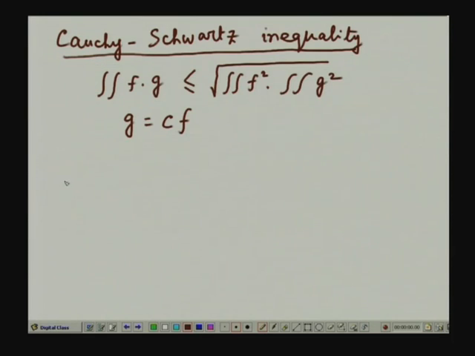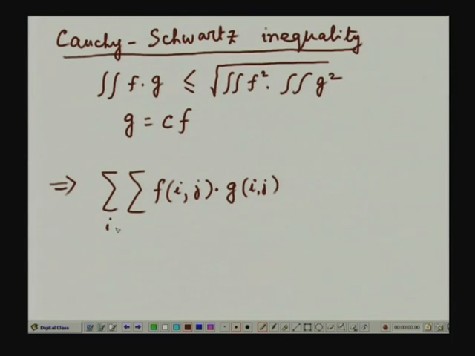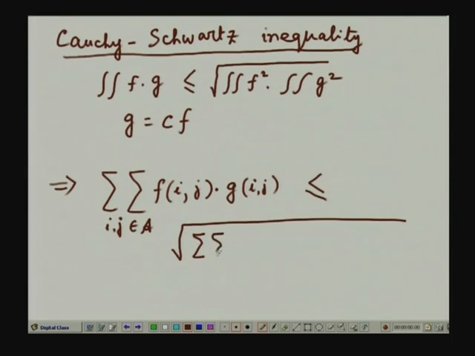If I convert this into the digital case, then the same expression can be written in the form that double summation f i j into G i j, where i and j belong to the given region A, should be less than or equal to square root of double summation f square i j into double summation G square i j.